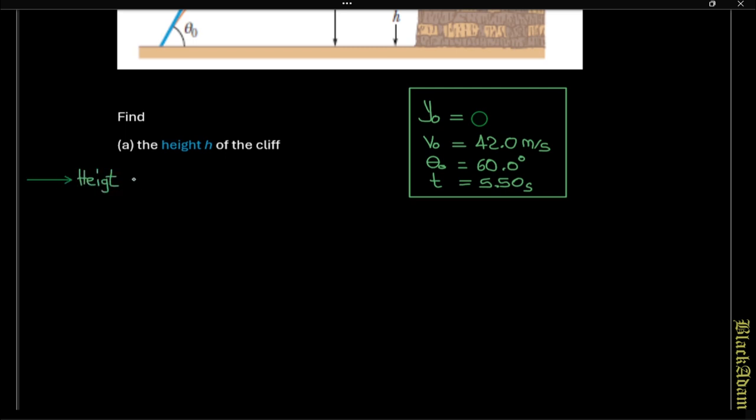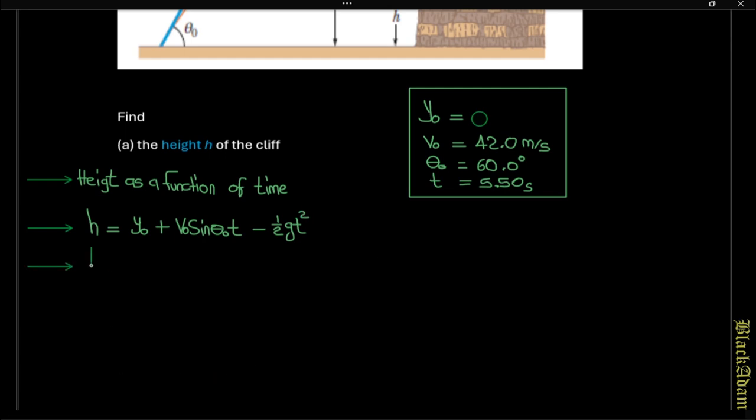Remember, our height is a function of time. So our height as a function of time means we're going to look for an equation. The height is y, the vertical component. The initial height is 0, so y equals the initial height, plus the product of the initial speed multiplied by sine theta multiplied by time, minus a half g t squared. So that's the height as a function of time.